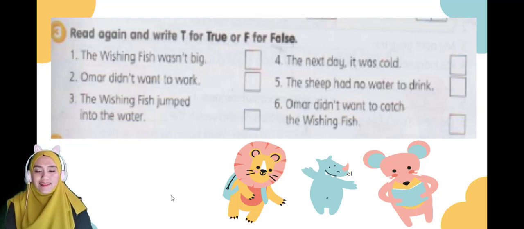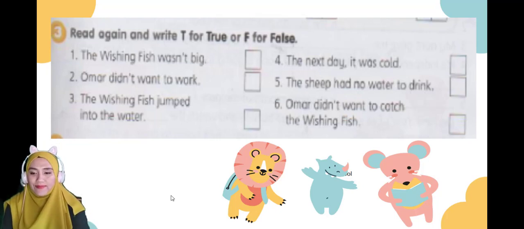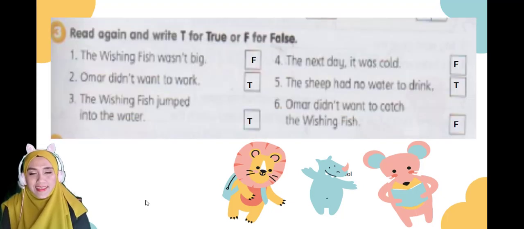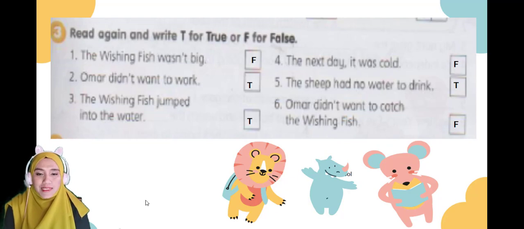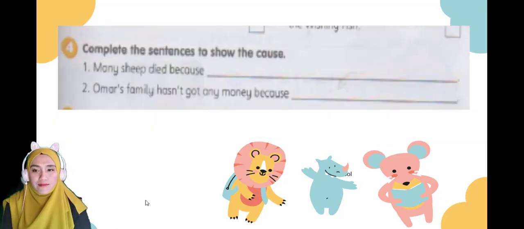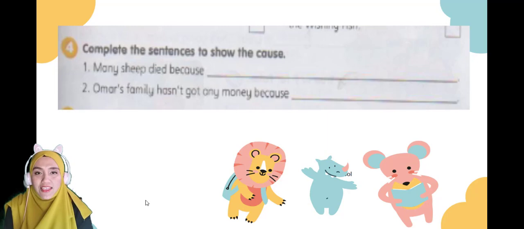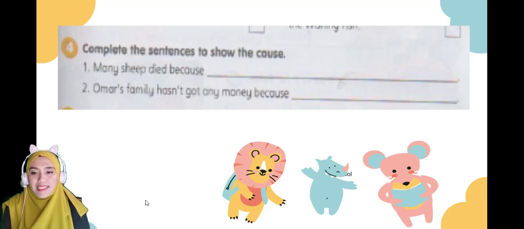Now let's look at the answers. Okay, the answer for this activity. 1 is false, 2 true, 3 true, number 4 false, number 5 true, number 6 false. Moving on to activity 4. Complete the sentences to show the cause.